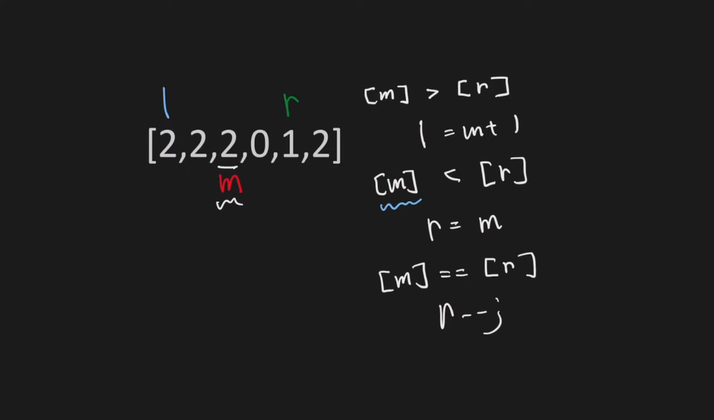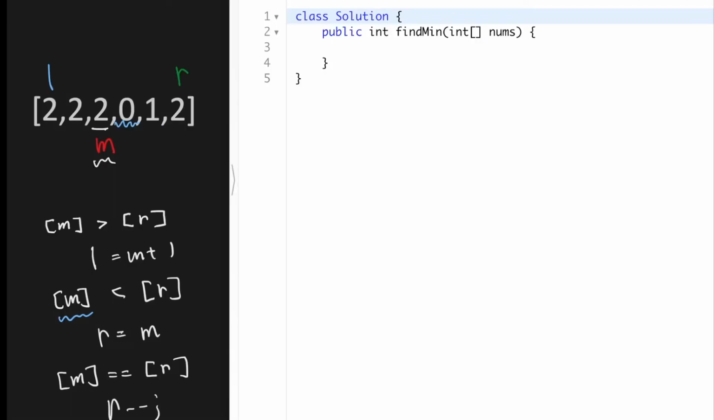The value at the midpoint is greater than the value at the right pointer, so we're going to move the left pointer to midpoint plus 1, and then the midpoint will be here. We can break out of the loop when the left and the right pointer are right next to each other, and we can just return the smaller value, in this case 0. So that is basically it. Let's write up the solution.